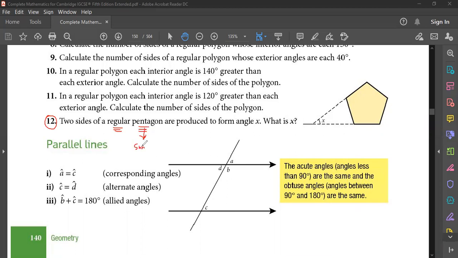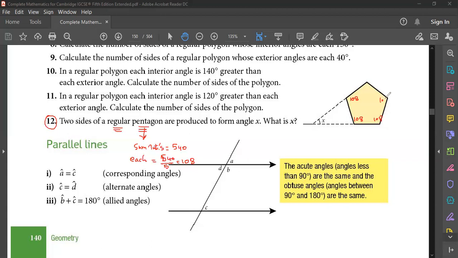The sum of interiors equals 5 minus 2, 3 times 180, that's 540. Each interior angle is how much? 108. How did you know? Because 540 divided by 5 equals 108. So each one of those is 108.